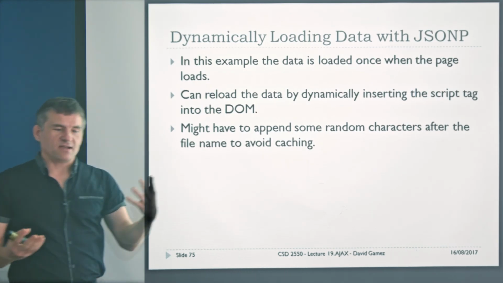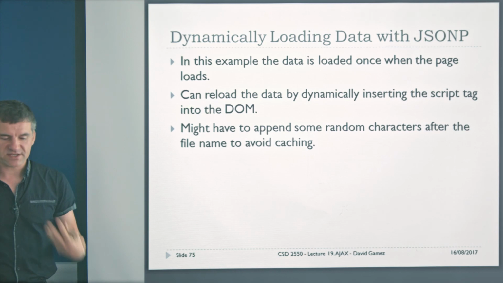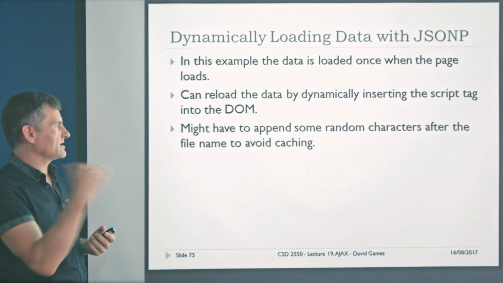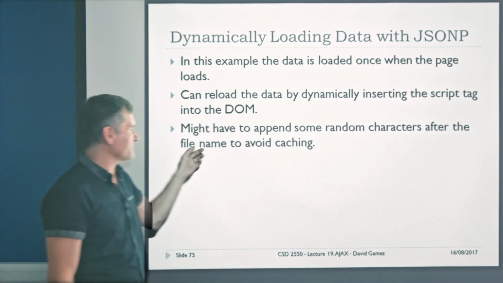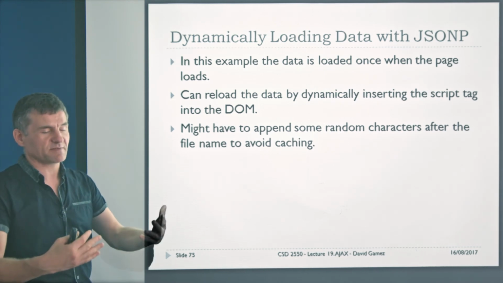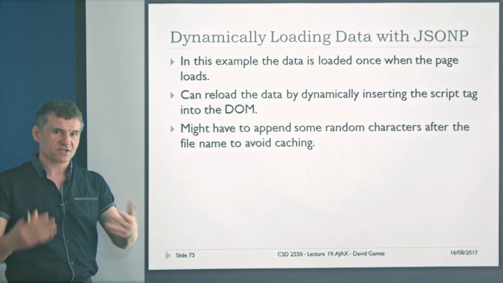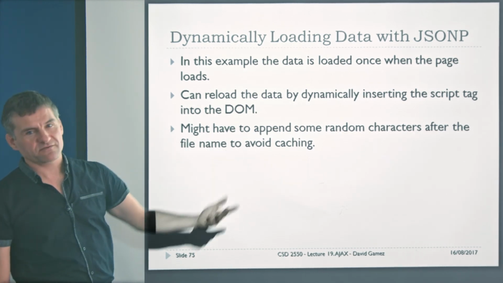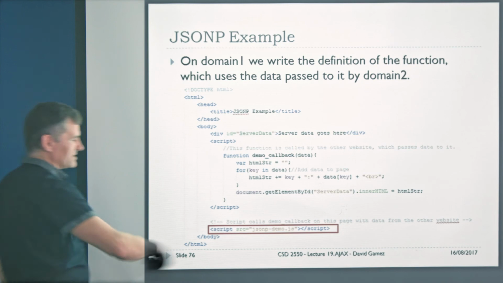So this is fine for a single piece of data that's loaded once when the page loads. If you need to refresh data, like if you're following a Twitter feed or something like that, then you might have to dynamically insert this script tag into the document object model, repeatedly, every second or whatever. And you might have to bung some random stuff after the file name to avoid caching, because typically, if you request a JavaScript file once from a domain, the browser will cache it so that the next time you request it, it will return the file from cache, not from the domain itself. To avoid that, you need to make the browser think that it's a different file that you're requesting, even though it's actually the same. So here, suppose we were dynamically inserting this script tag into the document object model.